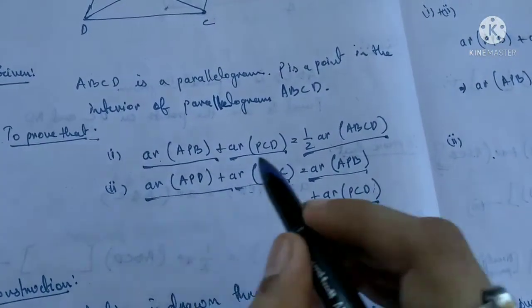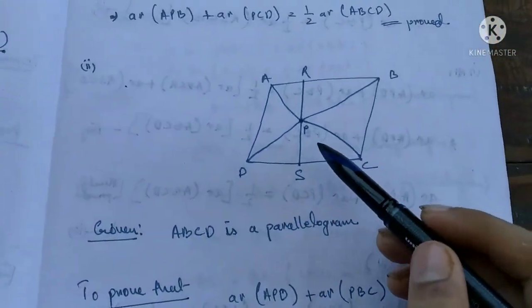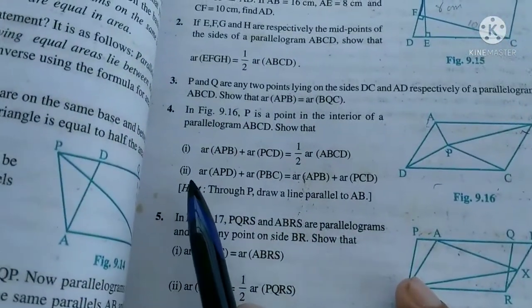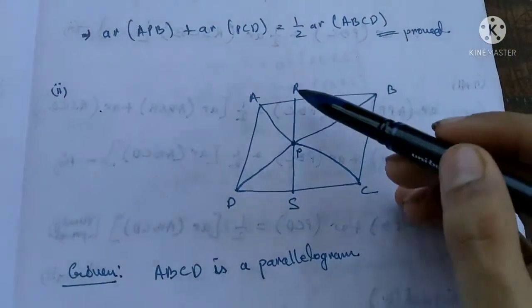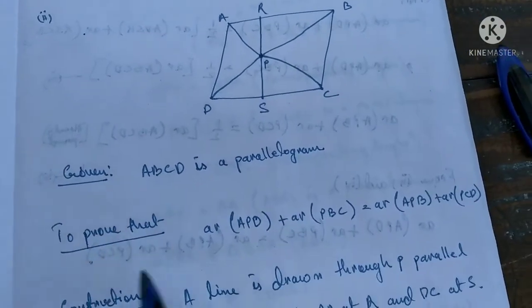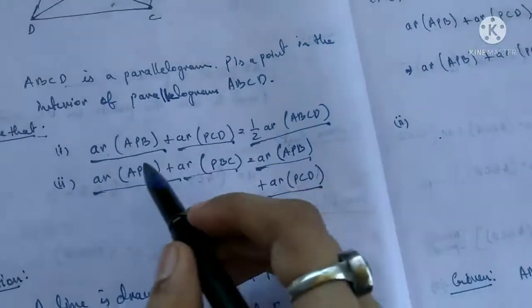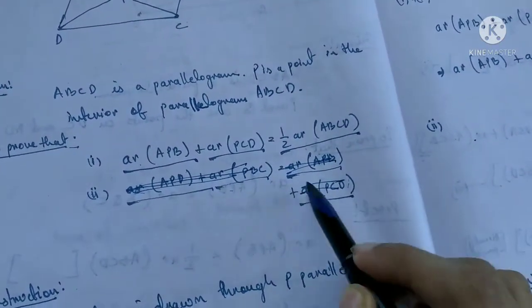Let me do one thing here. This second proof, no need to write, because for type 2 I have again drawn the diagram, with a different construction. Again I have drawn the diagram and given, and to prove that I have written here. So here, two times, no need to write. The second proof I will cut.